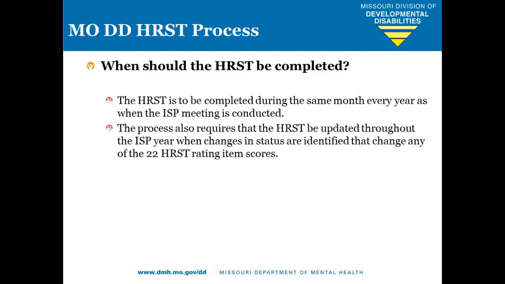So when should the HRST be completed? The HRST, or the screening or rating, is to be completed during the same month every year as when the individualized support plan meeting is conducted. So during that planning month prior to the next ISP implementation date. It does not have to be done during the planning meeting itself, and it can be a separate meeting.